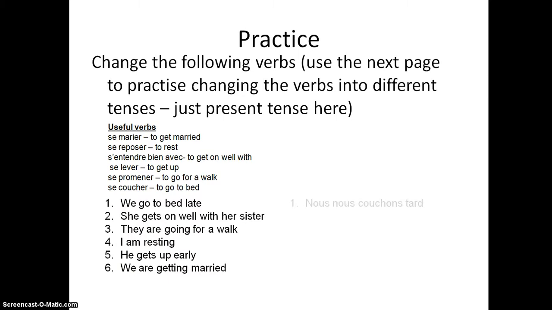Right, so the answers. Numéro 1, nous nous couchons tard. Numéro 2, elle s'entend bien avec sa sœur. Numéro 3, il se promène. Promener is a boot verb.